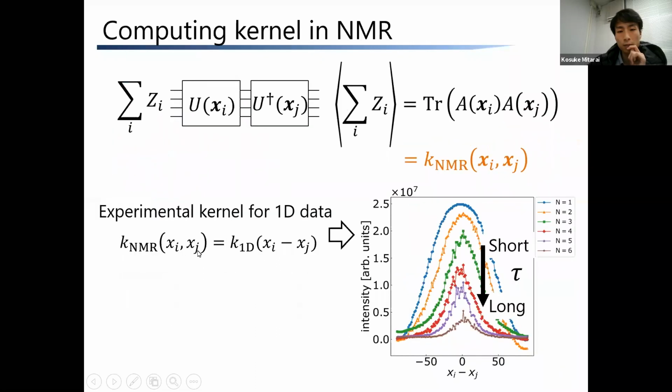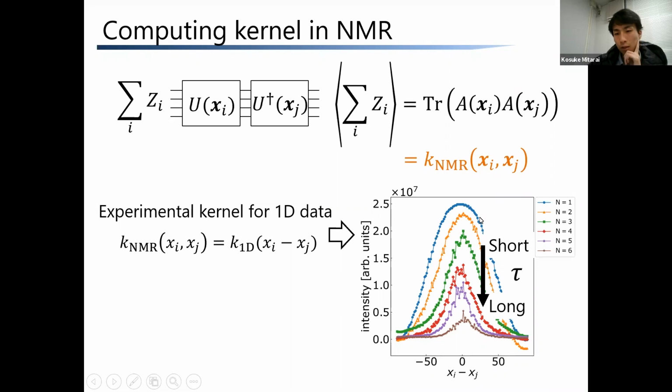So for 1D data, this kernel is equivalent to this kernel. The value of this kernel is only determined by the difference between the data. So K_NMR(xi, xj) is equal to k(xi minus xj), a function of xi minus xj. And we can plot this value of the kernel from the experiment in this plot.